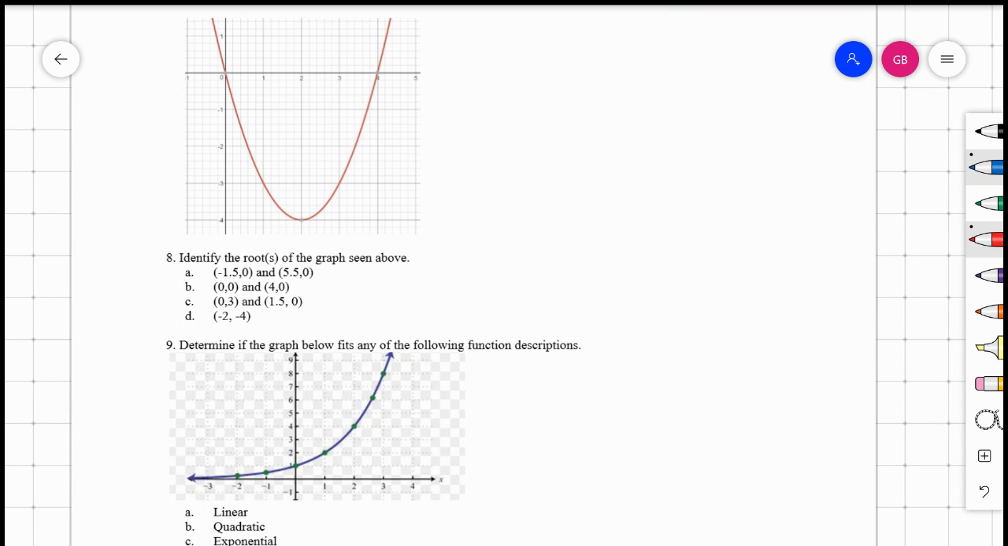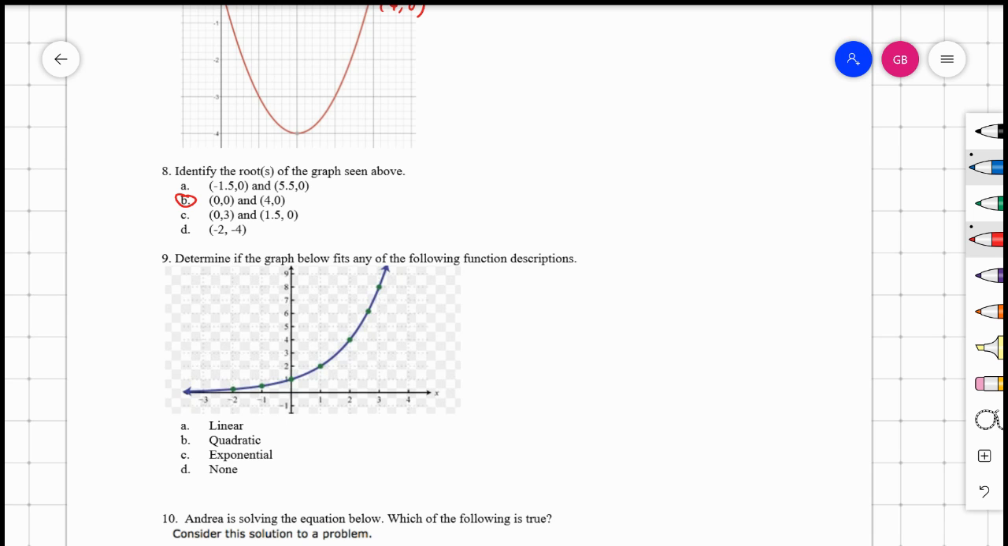Number 8, identify the roots of the graph seen above. So here's a root, this is (0, 0), and this is (4, 0). Our answer is B. Number 9, determine if the graph below fits any of the following function descriptions. Okay, so we see this is not a line, this is a curve, and this is always increasing, so this is an exponential curve. That's going to be letter C, because remember, quadratic goes up and down. Exponential either always goes up or always goes down.